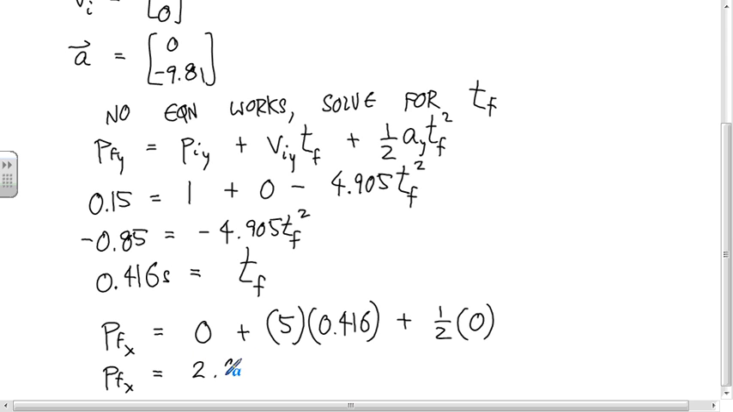Thanks, 2.081 meters. So try that. It works. Any questions about that?